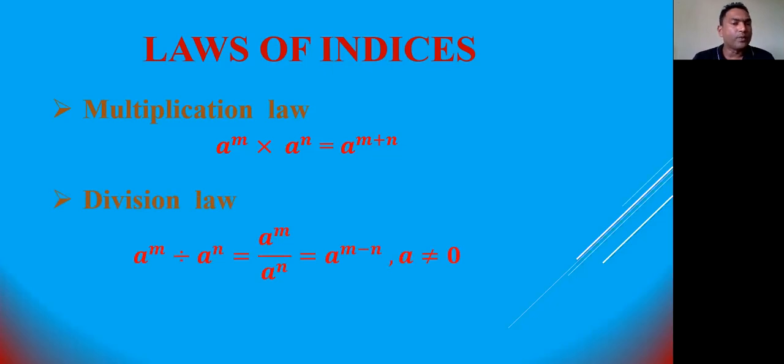Remember that instead of using the symbol for division, you can write the division as a fraction. So a power m divided by a power n is the same as a power m over a power n. And here, according to this law, it becomes a power m minus n. Remember that to be able to use these laws, the bases must be the same. Here, the bases are a. And for division law, the base cannot be 0, simply because you cannot divide a number by 0.